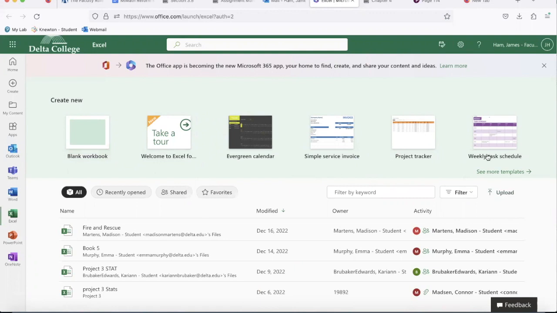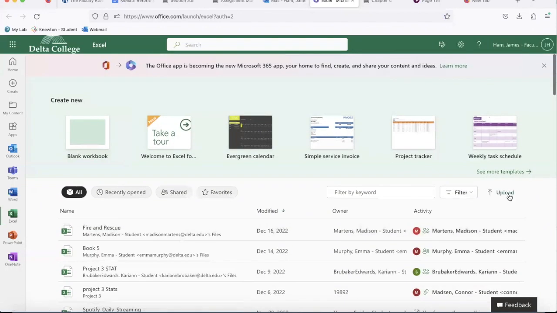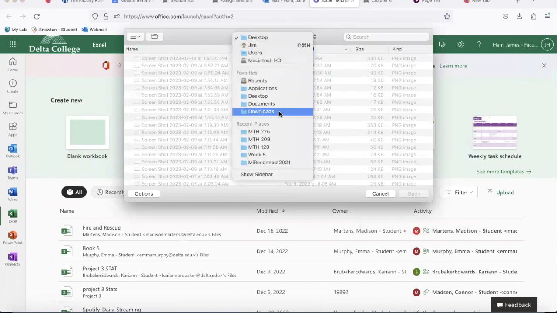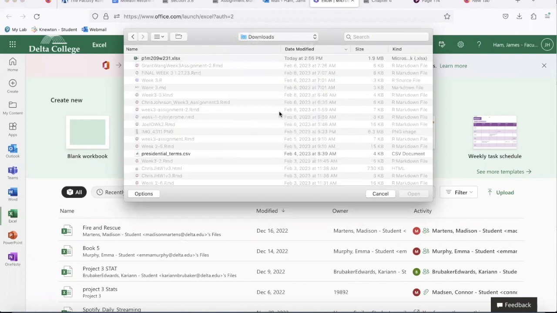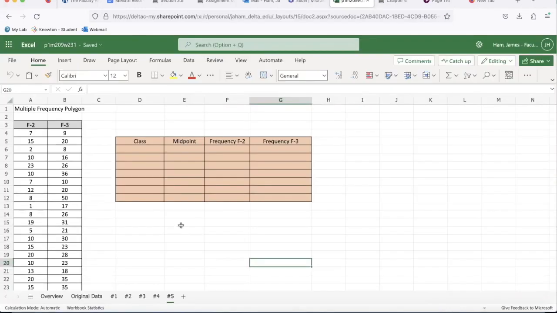But what you want to do, it might not be on the first screen, but look for the upload. You might have to scroll a little bit up or down, but you want to upload that file that you just downloaded. So I'm going to click on that button. And when I do, this comes up, and I know that it's in my downloads folder because that's exactly where I put that file. So there it is, sure enough. So you would click on that and then open it. With any luck, the project will come right up.